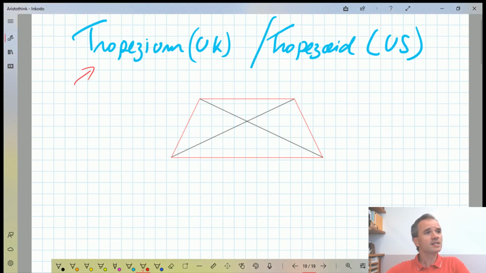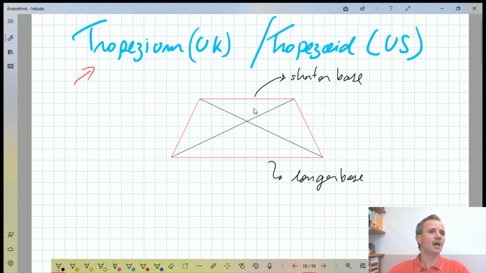This is the basic trapezium. First, let's give names. We call this one the shorter base, we call this one the longer base, and we call those guys legs. This is one leg, this is the other leg. And I'm not going to write it in here, but that is a diagonal. Those are the diagonals, two diagonals.